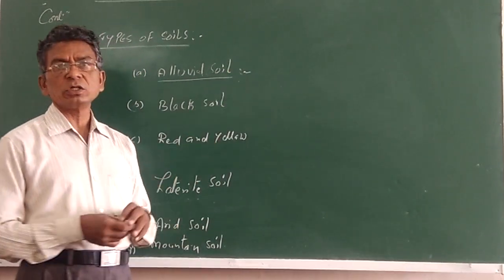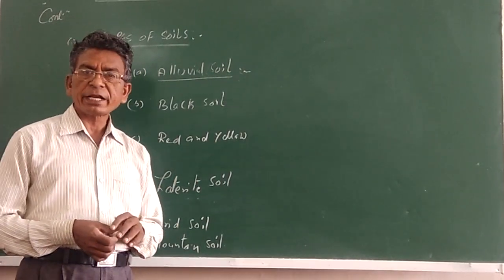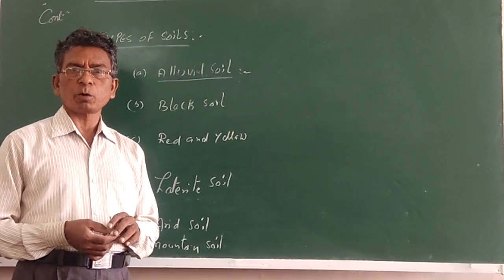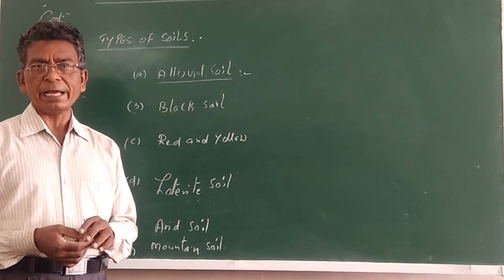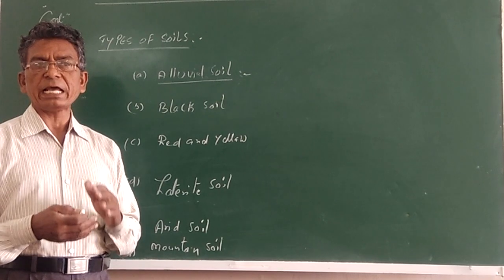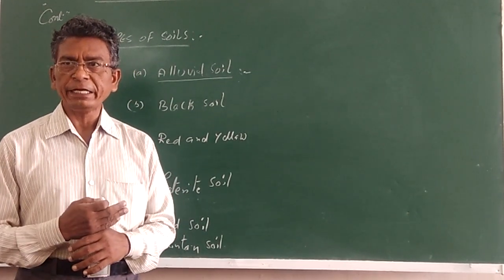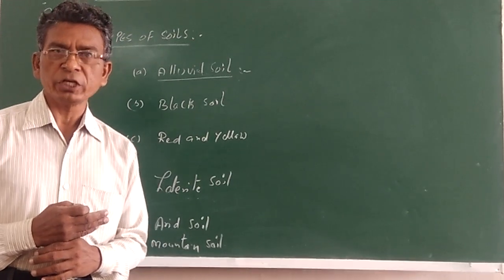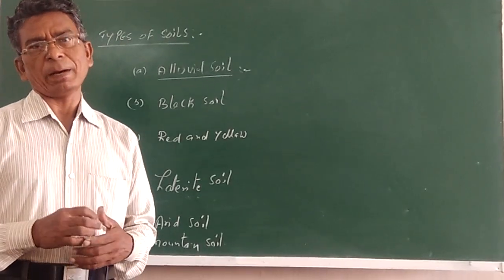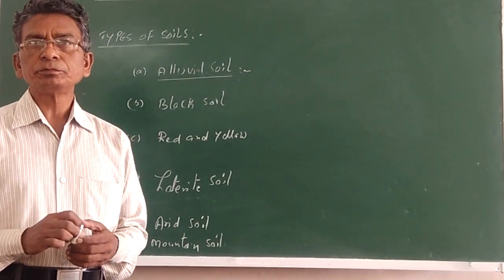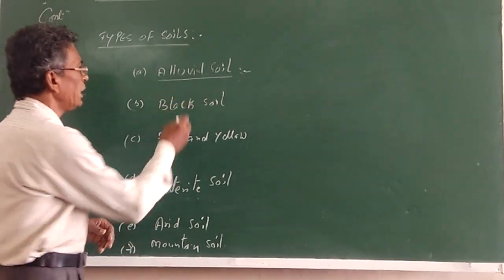Therefore, these soils have a concentration of potash, phosphoric acid and lime. So this helps to grow all the crops like sugarcane, wheat, paddy and cereals and other pulses, etc. That is the first one, alluvial soil.